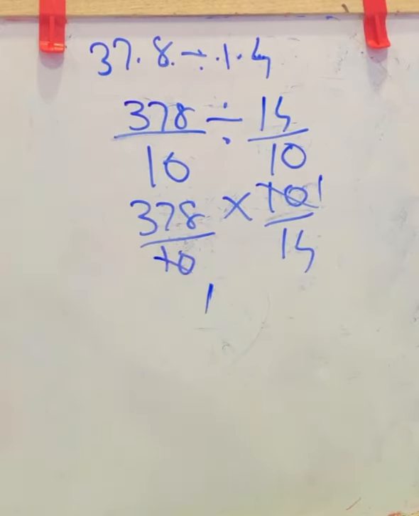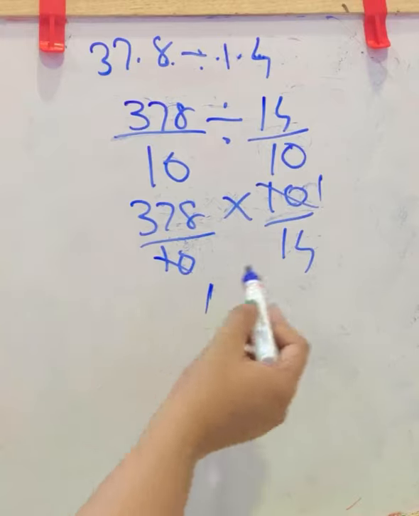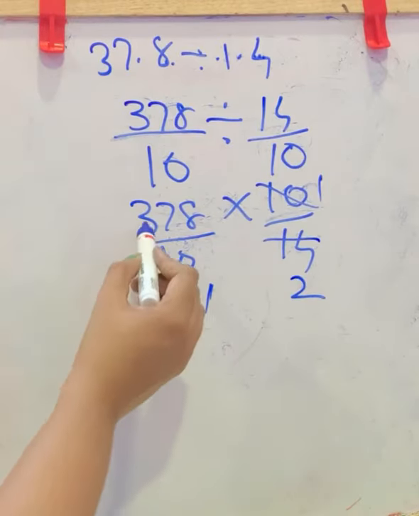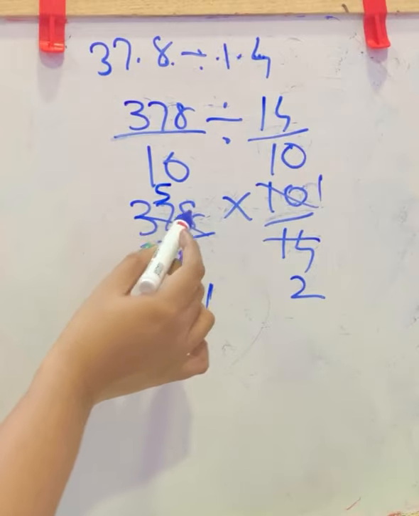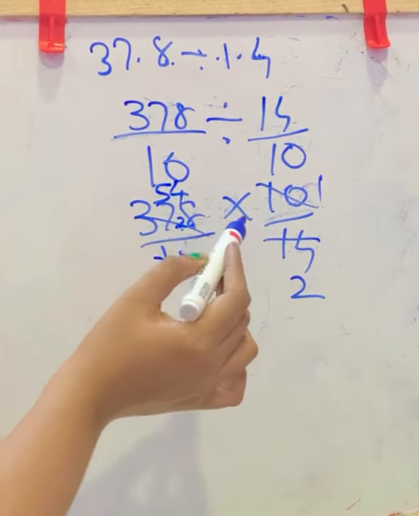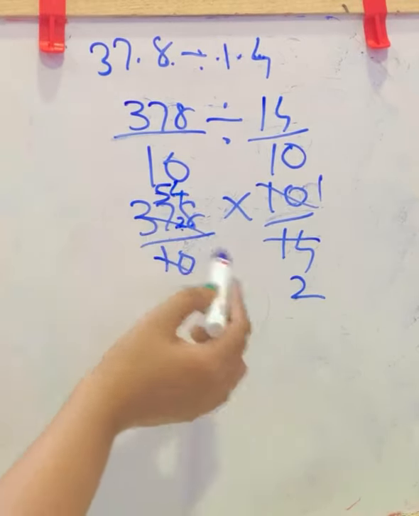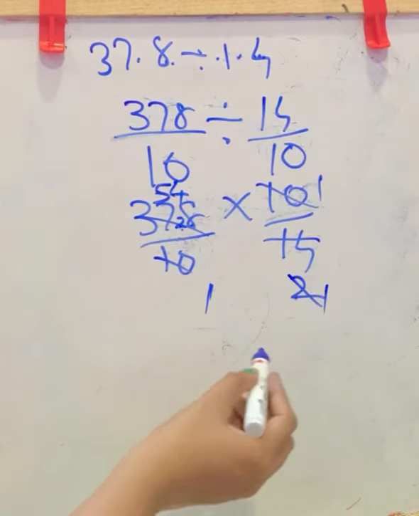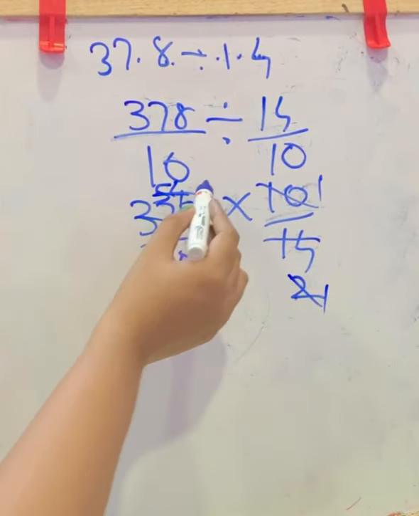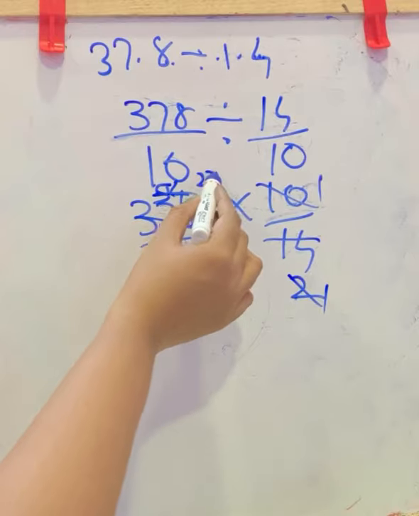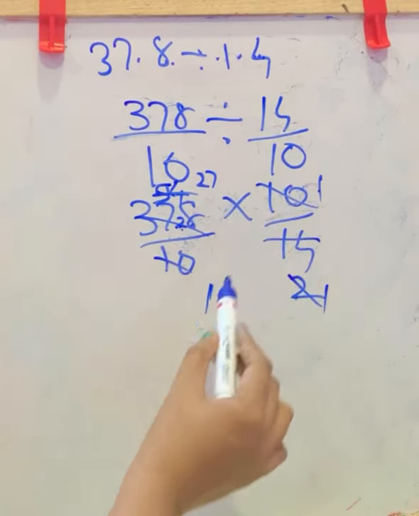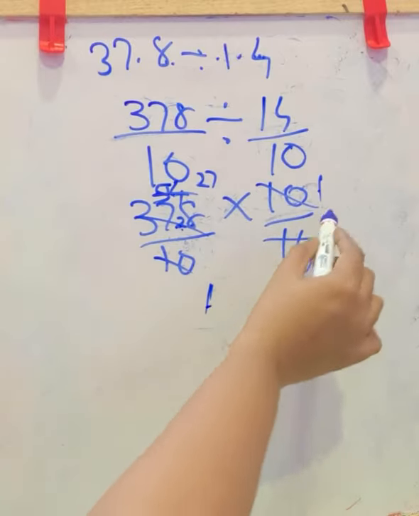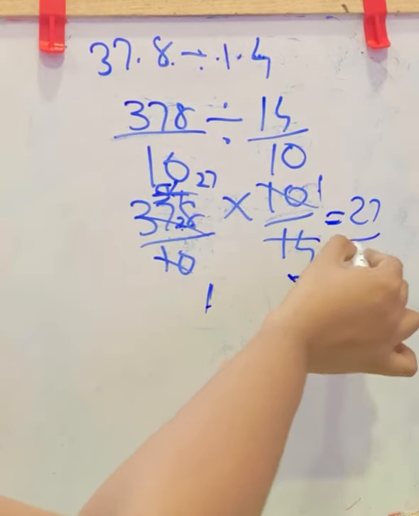Here in 14 and 378, 7 is a common factor. 7 2s are 14. In 37, 7 5s are 35, balance is 2, 28, 7 4s are 28. In 54 and 2, 2 is a factor, so 2 1s are 2. In 54, 2 2s are 4, balance 1, 7 2s are 14. So in the numerator we have 27 into 1 and in the denominator we have 1 into 1. 27 by 1 means 27.